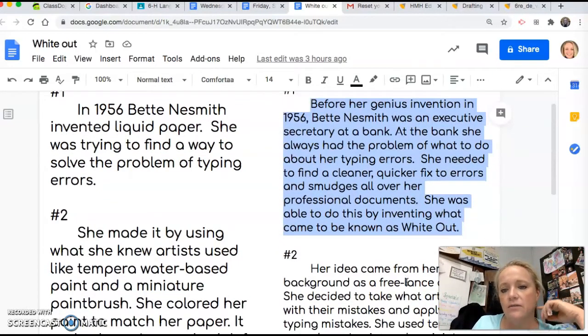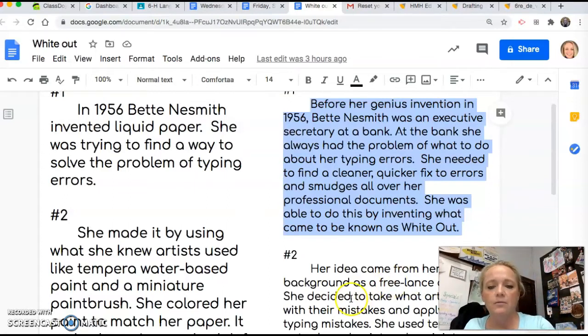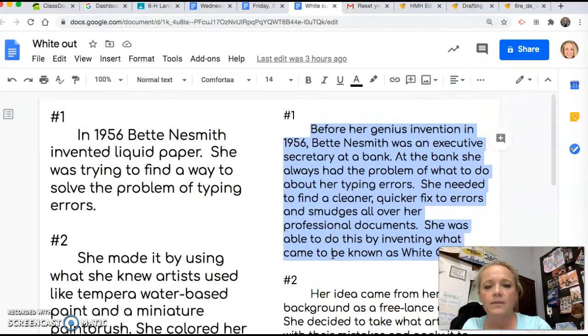Before her genius invention in 1956, Bette Nesmith was an executive secretary at a bank. At the bank, she always had the problem of what to do about her typing errors. She needed to find a cleaner, quicker fix to errors and smudges all over her professional documents. She was able to do this by inventing what came to be known as whiteout. So here I have all the same information, but I just added in a little bit of background on her.